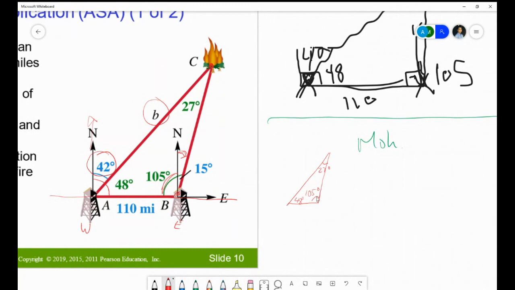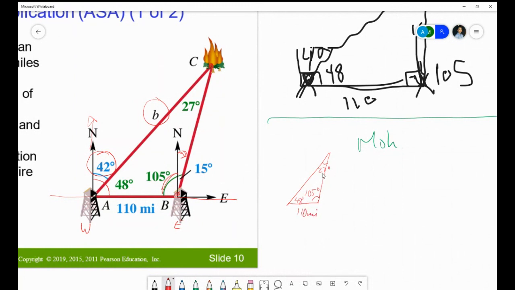Now, since I know all three angles, it's very easy for me to solve for any other side as long as I know one of the sides. And I do, which is the distance from here to here. So now I have a ratio. Right, so 110 miles.